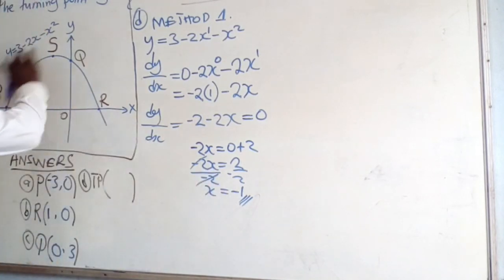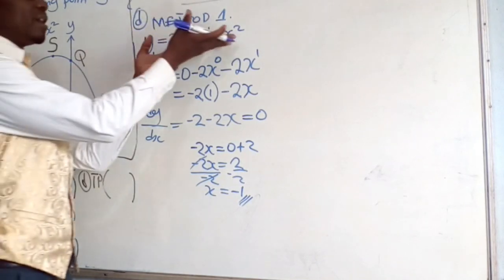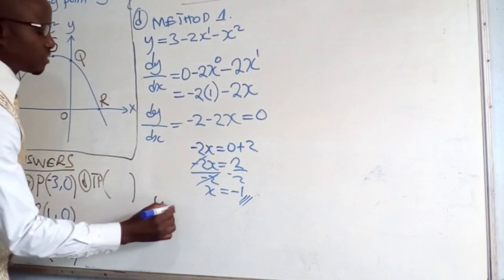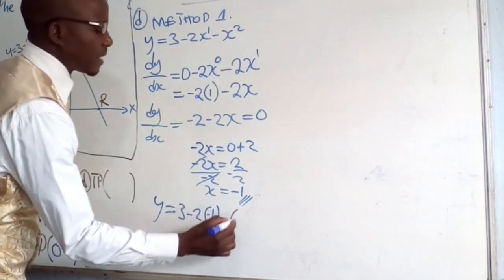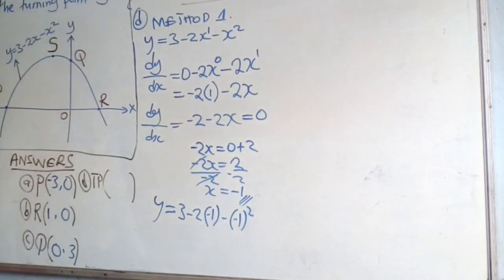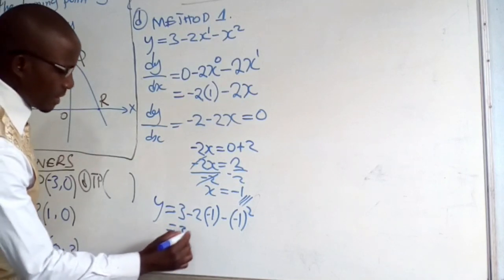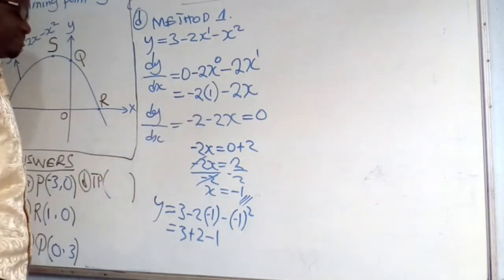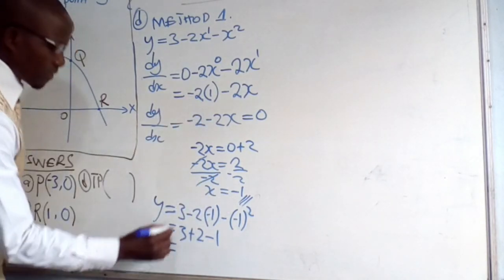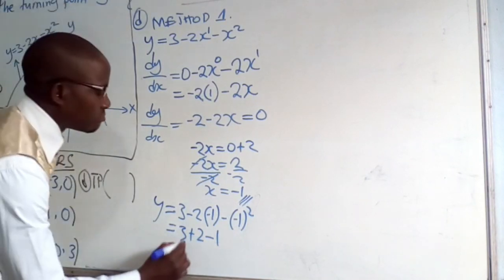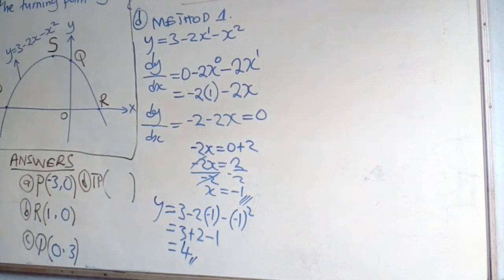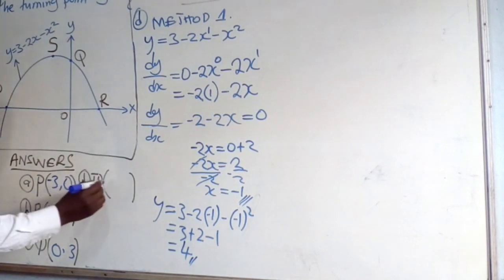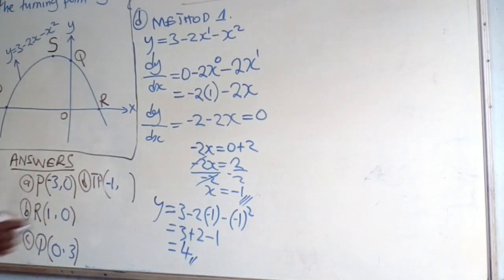If x is equal to negative 1 at the turning point, what about y? Go back to the original function. You say y is equal to 3 minus 2 times x, which is negative 1 times negative 1, then minus x squared, which is negative 1 to the power 2. From there, this is going to give you 3 plus 2 minus 1. I'm sure you're able to follow that. Then at that point, we have y is equal to 5 minus 1, which is 4. So our x is this, our y is that. At the turning point, x is equal to negative 1, comma, y is equal to positive 4. So the turning point is (-1, 4).